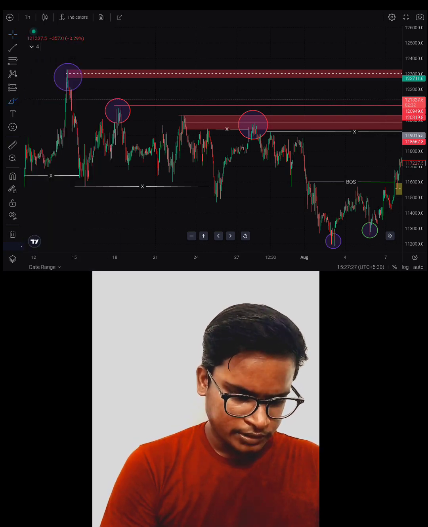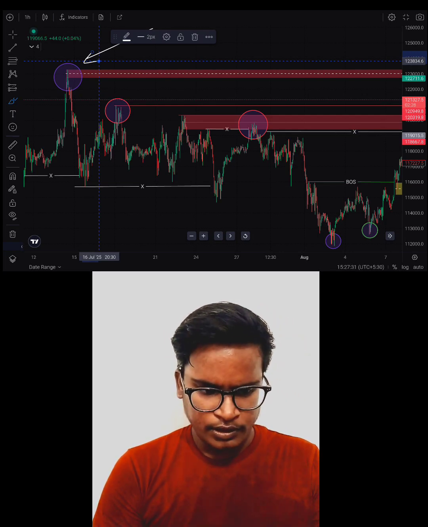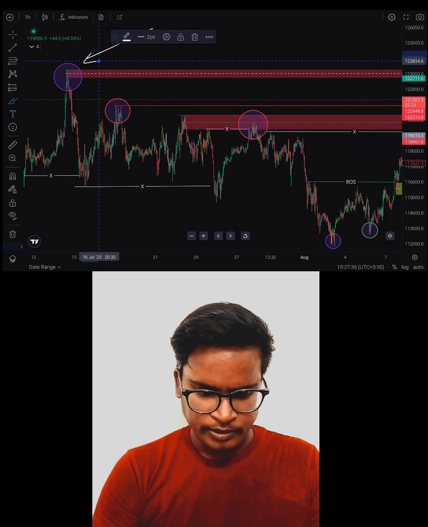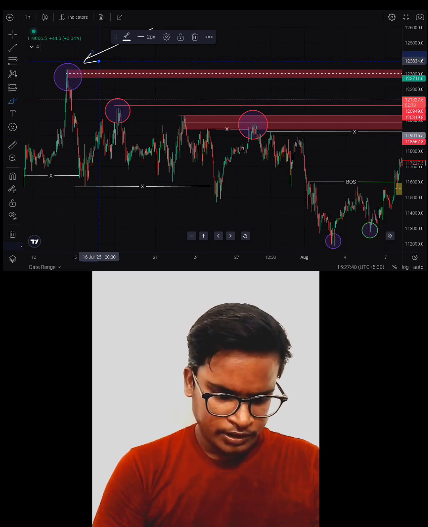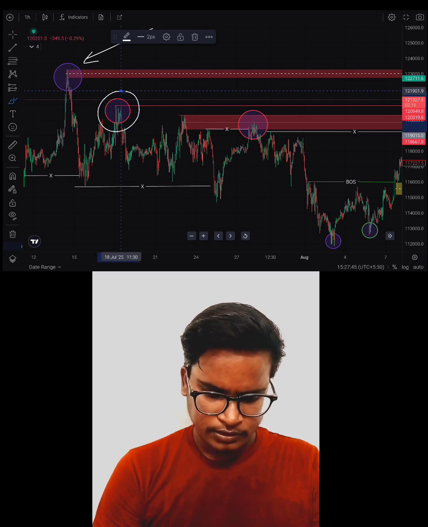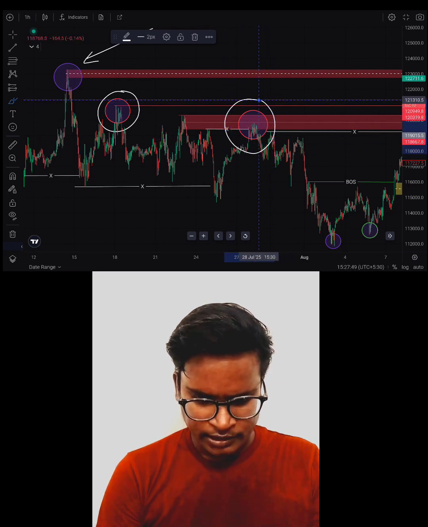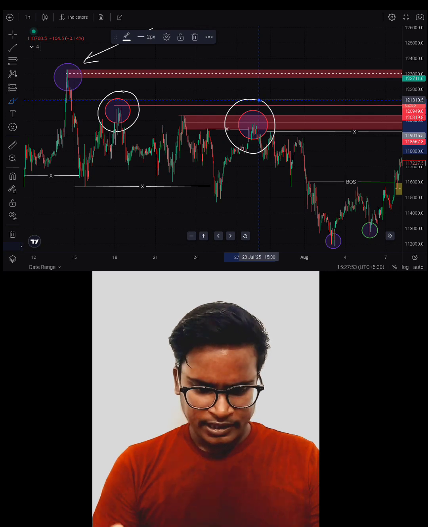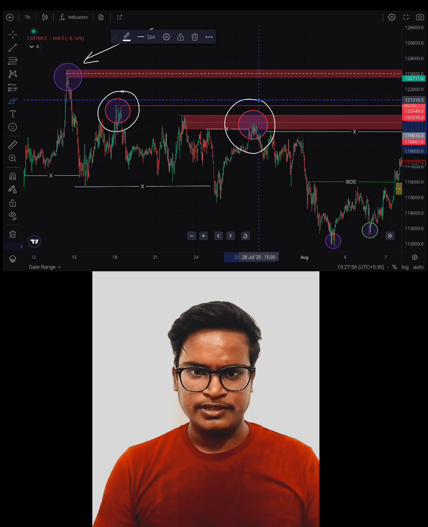What we are going to do is this right here. You can see this is the main level from which the market has moved down, the purple zone. After that the market made a new lower high, and again this one is also a lower high. So on the upper side we can see that the market is moving in a downward direction, making lower highs.